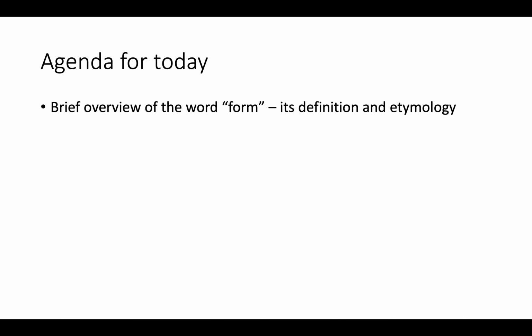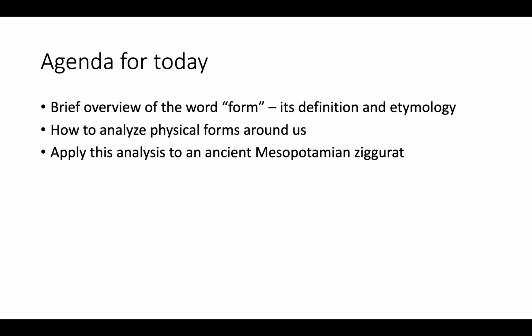So first, I want to say a little bit more about the class's overall theme, about form and formlessness. I want to define that word, and talk about the history of the word as it came into English. I want to talk about how you might analyze the physical forms around us in the world, and how we can apply this analysis to an ancient form that's kind of confusing, kind of strange, the Mesopotamian temple called a ziggurat.